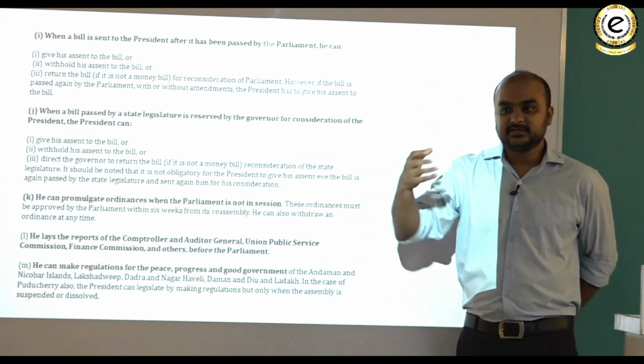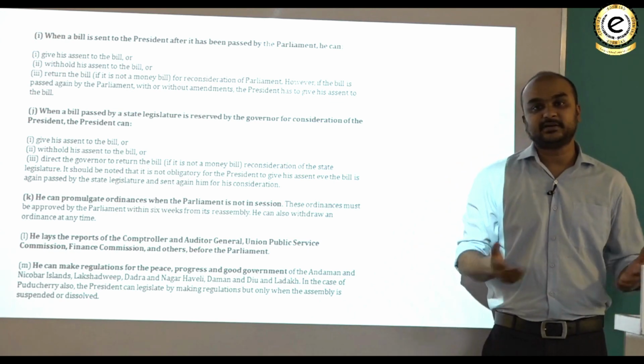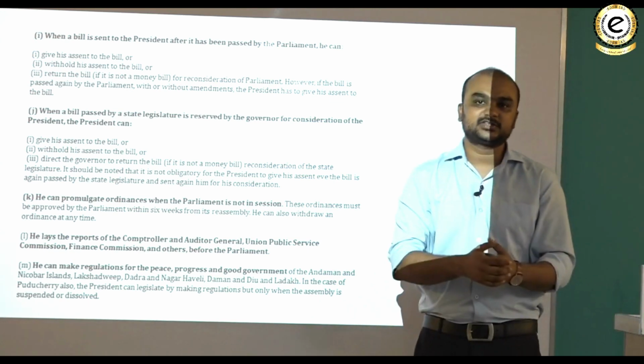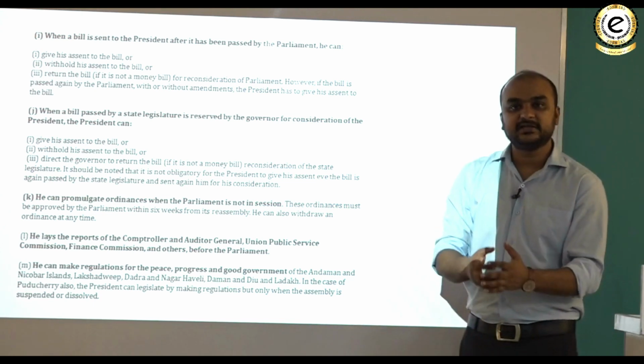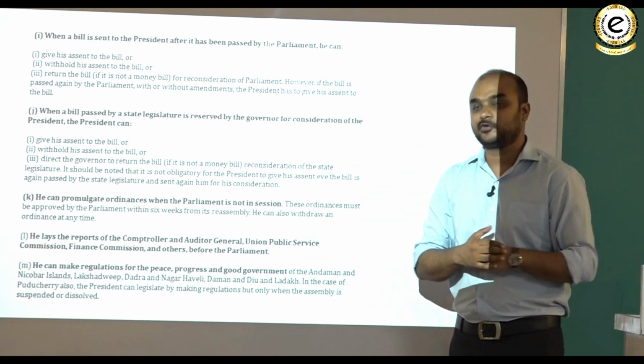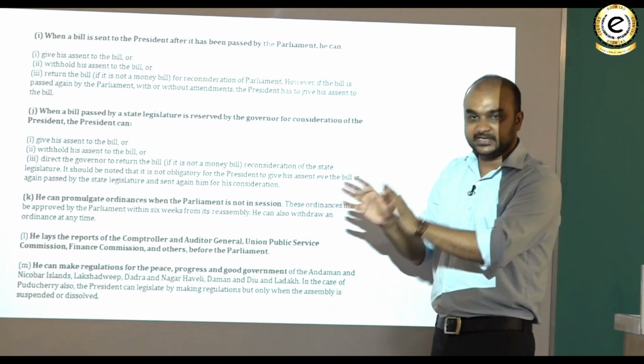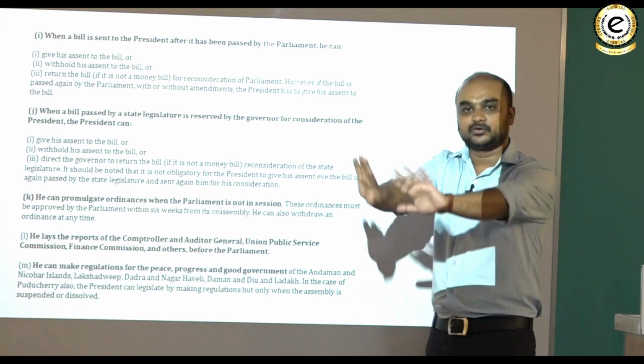Whether the bill should be reserved or not is a discretionary power of the Governor. But in one case, it's an obligatory situation: when the bill in question is derogating the powers of the High Court of the state concerned, then it needs to be reserved for the President. Once the bill is reserved for the President, then it becomes a business between the state legislature and the President of India, and the Governor goes out of the picture.